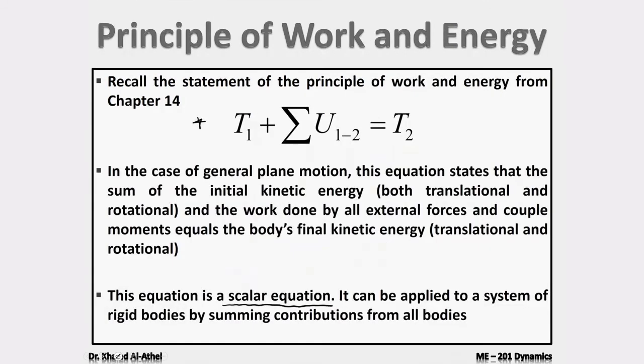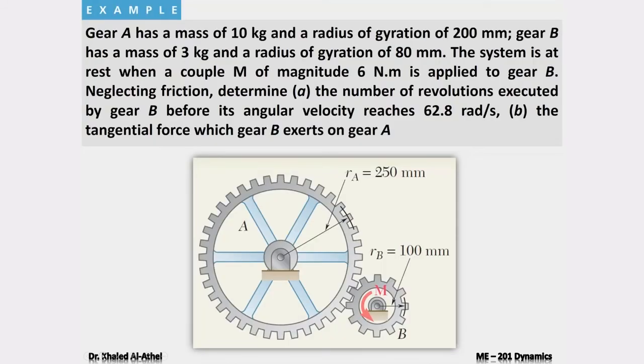So start with the first problem. Gear A has a mass of 10 kilograms and a radius of gyration of 200 millimeters. Gear B has a mass of 3 kilograms and a radius of gyration of 80 millimeters. The system is at rest when a couple moment of magnitude 6 newton meters is applied to gear B. Neglecting friction, find the number of revolutions executed by gear B before its angular velocity reaches 62.8 radians per second, and then find the tangential force between the two gears.